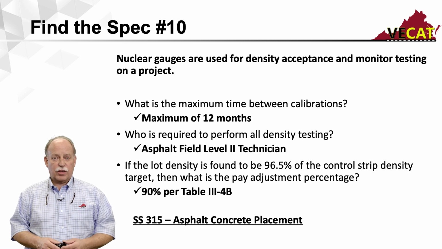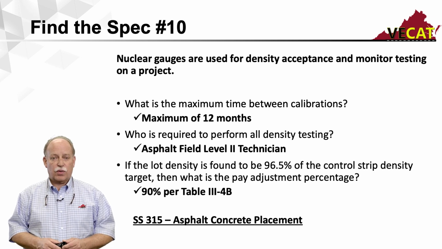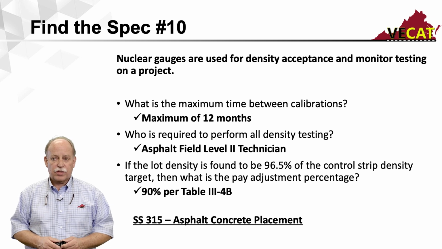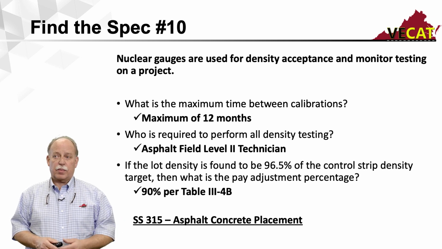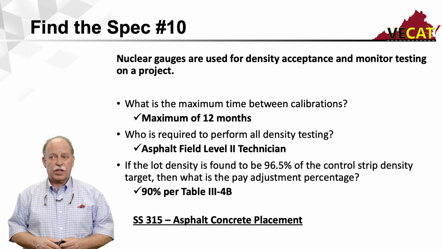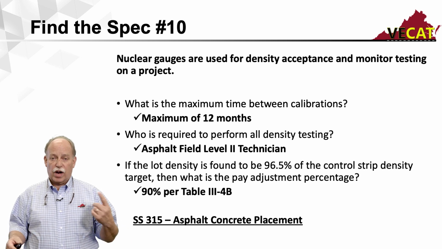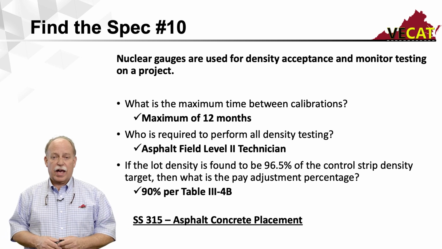So if we go to supplemental section 315 of the asphalt concrete placement specifications, we will see that the maximum time between calibrations is a maximum of 12 months. So every year, that nuclear gauge has to be calibrated.